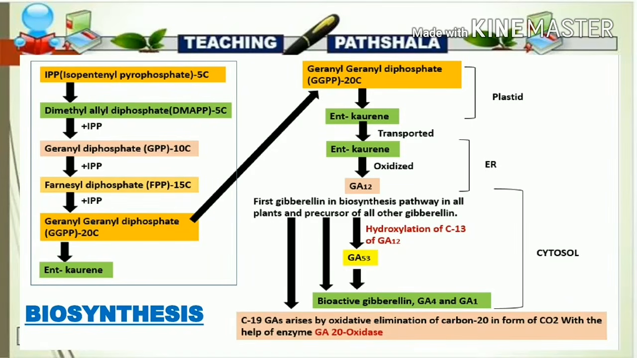So this you have to remember: which intermediate is going to be present in the plastid, in what state it is going to enter the endoplasmic reticulum, and in what state it is going to be present in the cytosol. So the overall summary is that bioactive gibberellin production is mainly going to take place in the cytosol, because that is the place where the different carbon 20 gibberellic acids are going to convert into carbon 19.